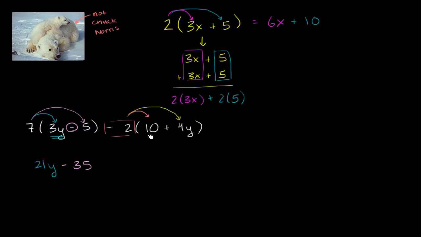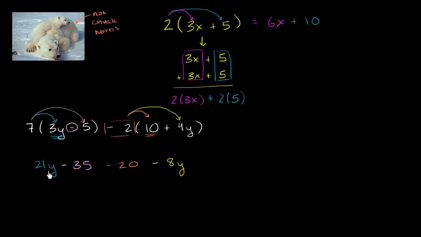So negative 2 times the 10 is negative 20. So it's minus 20 right over here. And then negative 2 times 4y, negative 2 times 4 is negative 8. So it's going to be negative 8y. So let's write a minus 8y right over here. And are we done simplifying? Well, no, there's a little bit more that we can do.